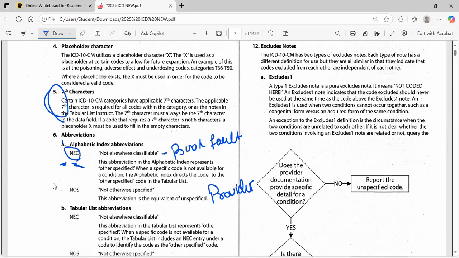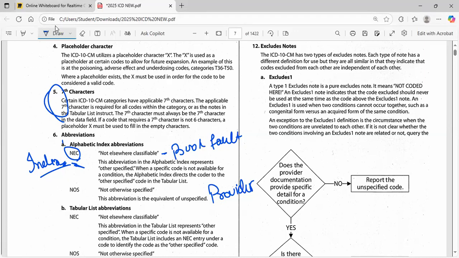We are able to find the NEC classification in the alphabetic index only. So we will get the NEC word in the alphabetic index only. And we have to use an NEC code only whenever the condition is described by the doctor but not listed in the manual.